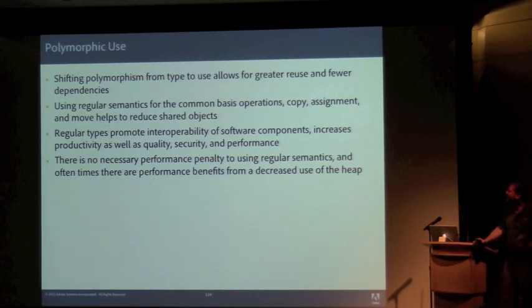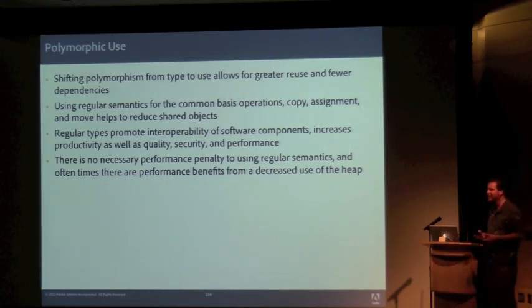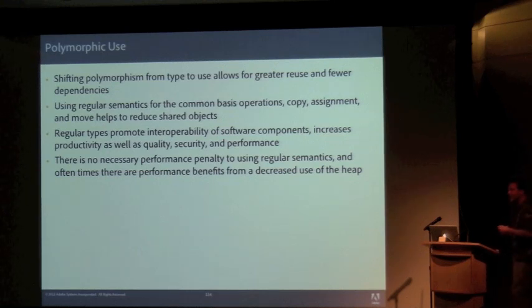My pleasure. Okay. So shifting polymorphism from type to use allows for greater reuse or fewer dependencies. Now when I'm writing my own class types, they don't have to inherit from anything. They're not entangled with the rest of my system. If I want to lift up my class type and drop that into another system, I'm not dependent on the document structure that I created in this app. My class type is completely independent. I can pick it up and carry it over and drop it into another application. Now I've got this reusable component.